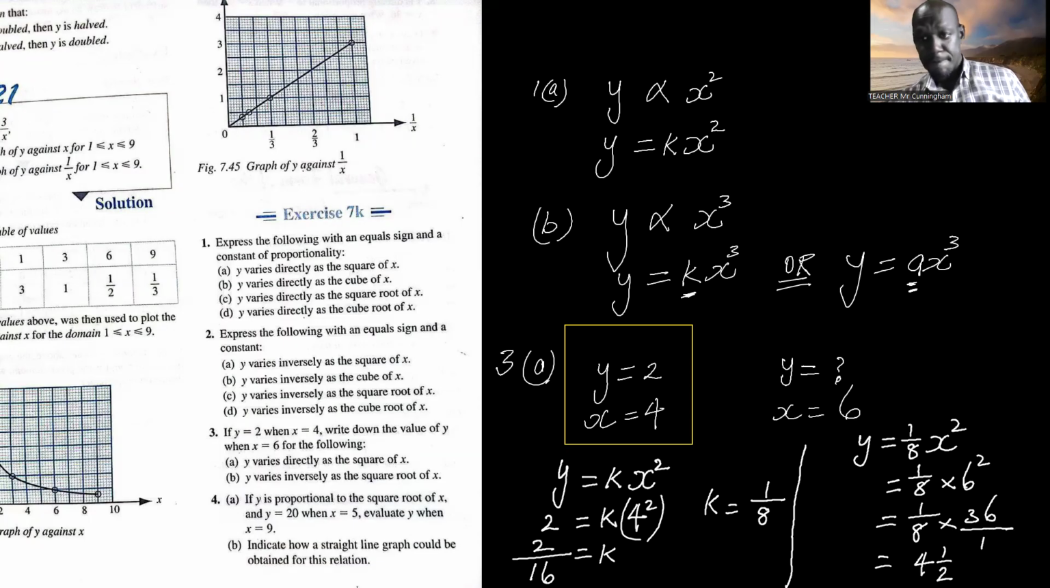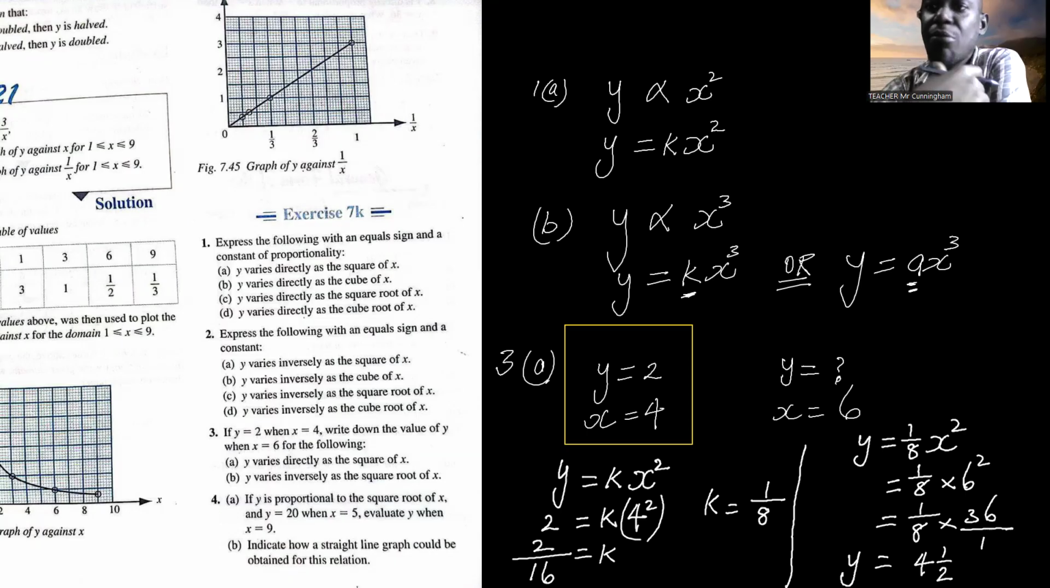Good afternoon, everyone. Good afternoon, Jeremiah. So when x is 6, y is equal to 4 and a half. Anybody lost? Everybody okay? Understand what I just did? Yes? So you can repeat it one more time, please.